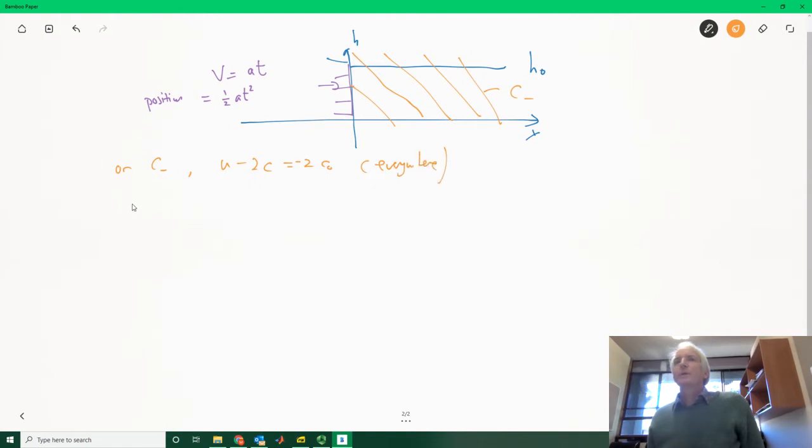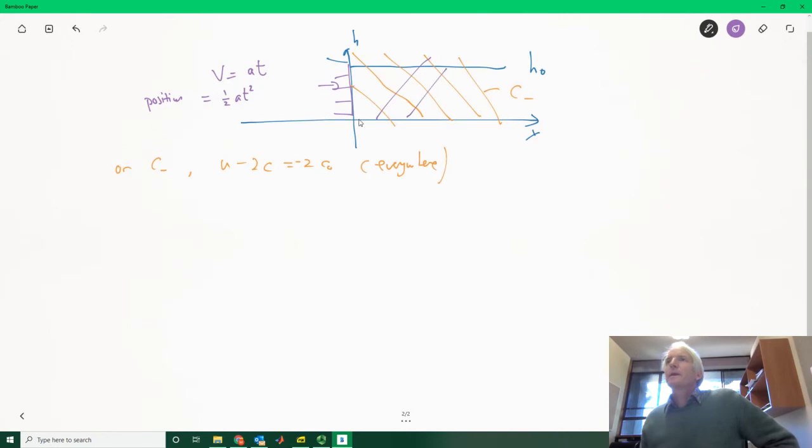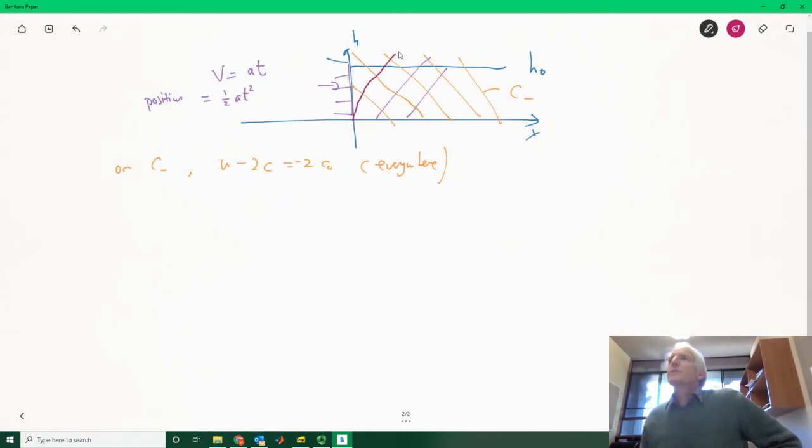And of course, then we've got to work out what's going on with the plus characteristics. So those are the ones that are sloping this way. Now, I'm going to have a bit of a red colour. This is the position of the piston here, a half A T squared. So I've changed this coordinate to be T now to draw the characteristics. There's going to be some characteristics that are coming off this piston. Of course, they're going to cross. We're going to get a shock.